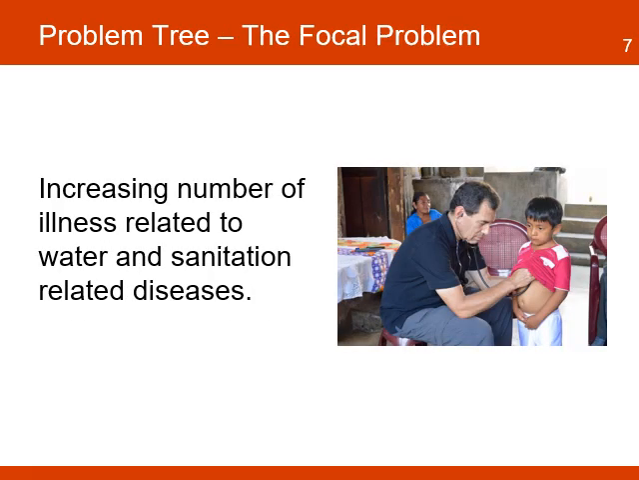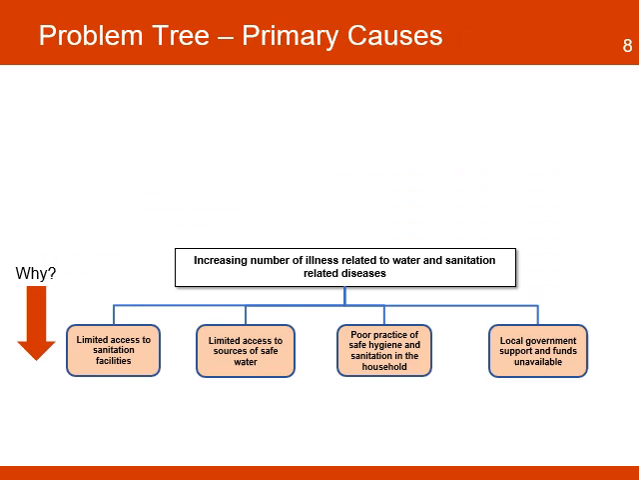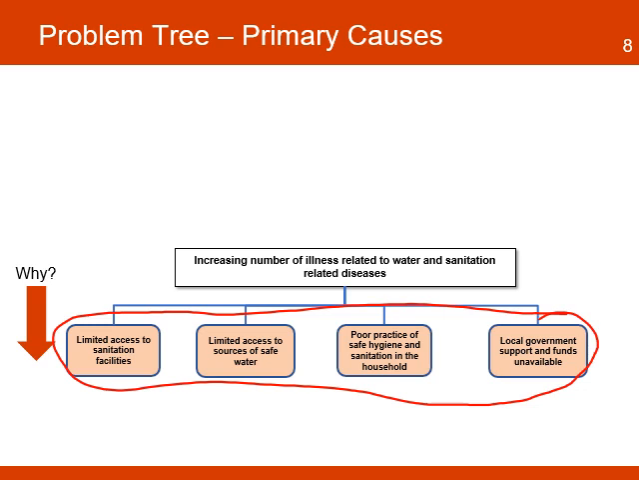Let's start with a simple example. Here's a focal problem: increasing number of illnesses related to water and sanitation related diseases in a group of communities. Once the problem is agreed, the next step is to identify the causes for this problem. These are the primary causes that respond to the question why the communities have this problem. The causes can be grouped by categories or themes.